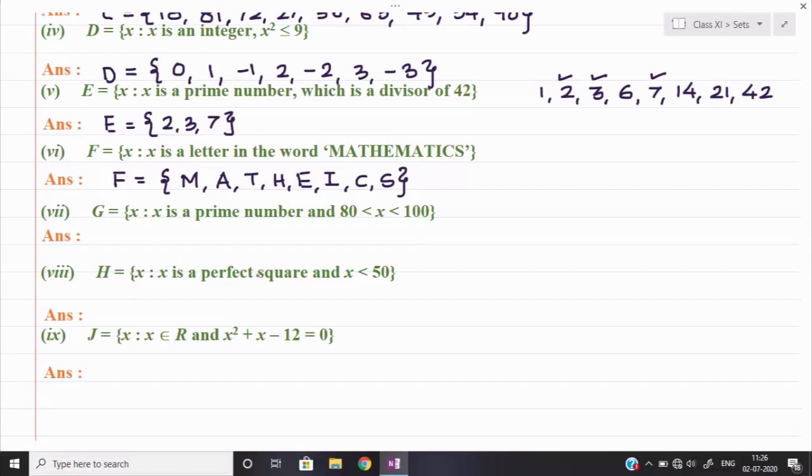Now let us come to part number 7. X is a prime number between 80 and 100, because the value of X given here is more than 80 and less than 100. So first of all, we shall list out all the elements. G is equal to, if I write down some elements over here, 81, 82, 83.